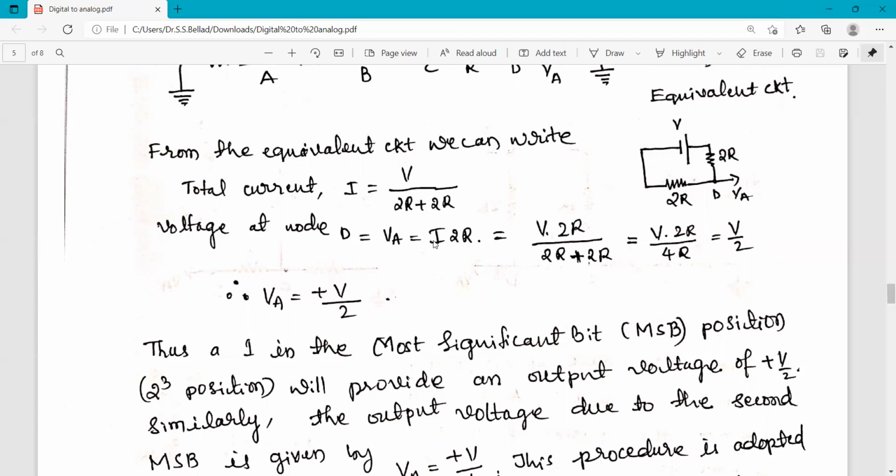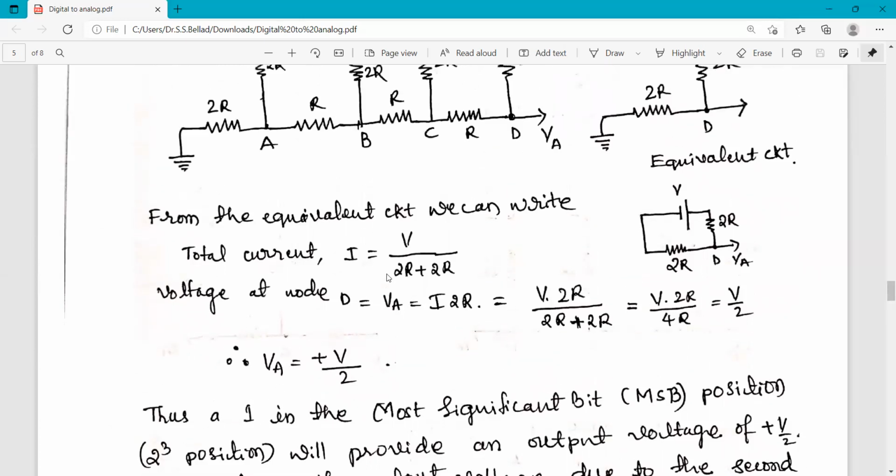And now you put the value of this I from this equation. So that is V divided by 2R plus 2R, into this 2R. Simplify. So this is V into 2R divided by 4R, because it is 2R plus 2R. And now R and R get cancelled. 2 ones are 2, 2 twos are 4. So you are getting V by 2. Therefore, VA is equal to V by 2.